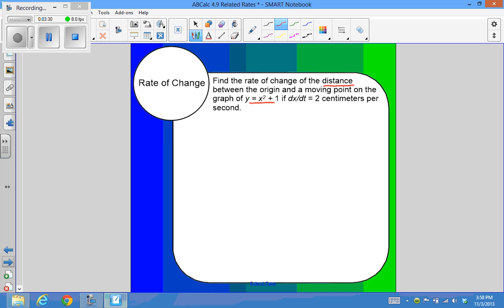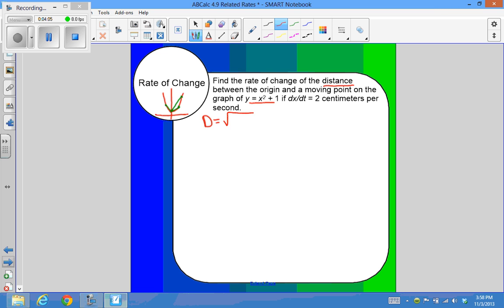Okay, what I'm looking at is a picture of a parabola. x squared plus 1 means my vertex is at 1. So this nice little parabola coming in like this. And then I have a point that's moving different places around this parabola. And I want to see the rate of change of the distance between the origin and that point. Well, if I want the rate of change of the distance, I better write down the distance formula. I'm going to take the derivative of that.